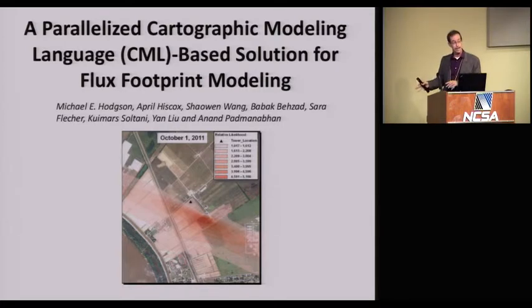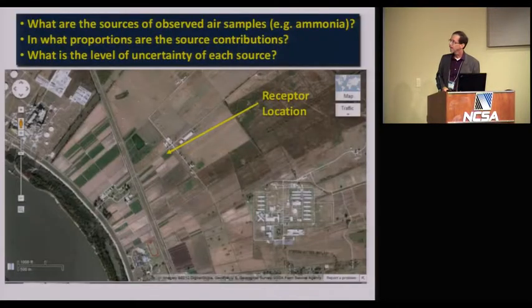DHS is interested in this as well. Why? Because there could be atmospheric releases of anthropogenic origins, and they want to know where it's coming from, and they need to know it real fast. Okay, here's the receptor location for this study site that my colleague April Hiscox is working on, and she wants to be able to model where that effluent is coming from so she can correlate it with her ammonia samples.